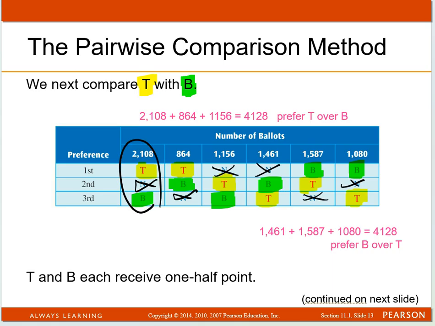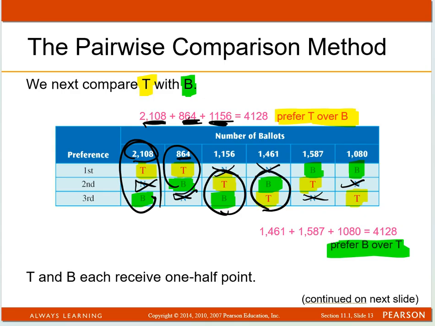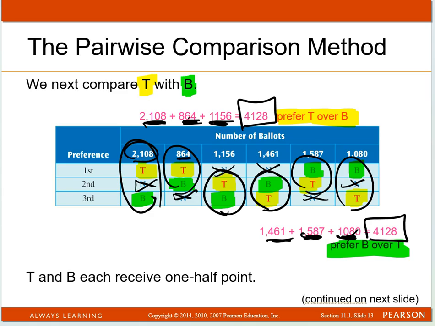And so these 2,108 people, they want tacos. All right. So these are the people that prefer tacos over burritos. And these are the people that want burritos over tacos. So these are taco people. These are taco people. These are taco people. These are burrito people. These are burrito people, and these are burrito people. And they both add up to 4,128 points, so each gets half a point.